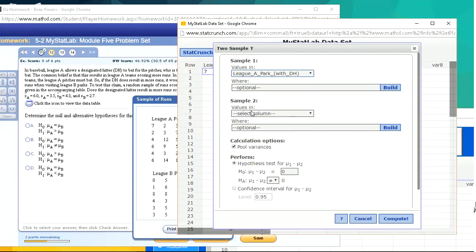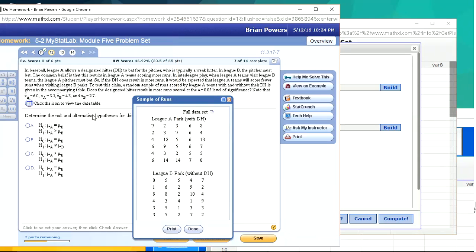League A, League B. Where? Don't worry about that, it doesn't matter. Pool variances? No, we're not going to pool variances. Okay. Now, what are we trying to check?